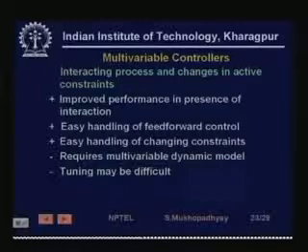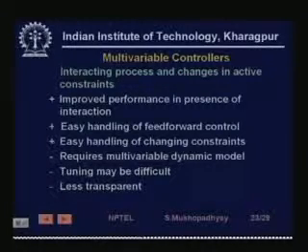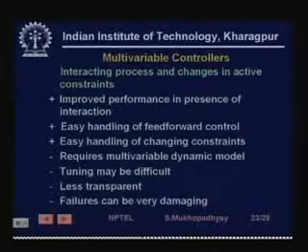Tuning is obviously difficult, much more difficult than a set of single loop controls. It is difficult to understand, less transparent, and the important thing is that failures can be very damaging. You have put all the loops now into one box. So if that box fails, then the complete control of your process is lost. This needs to be understood, and this could be a major reliability threat of having a multivariable controller. So sometimes you need redundancies.